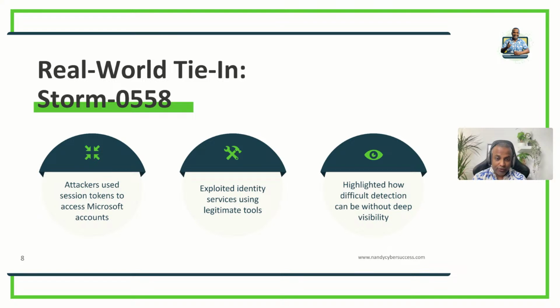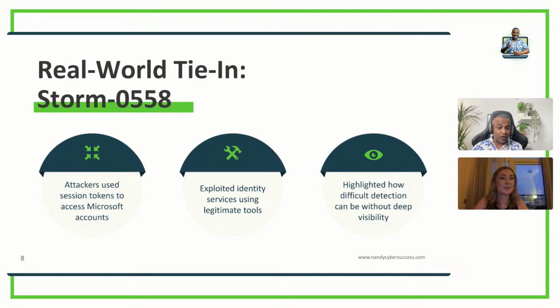It compromised O365 accounts across various US government agencies and senior officials. It stayed undetected for weeks, showing gaps in cloud token validation monitoring, and it ended up with 25 plus organizations being part of that situation.